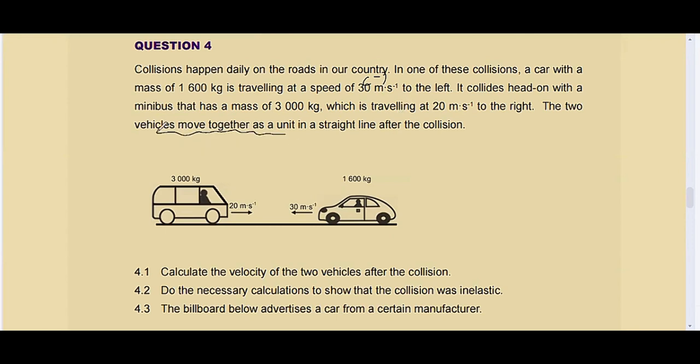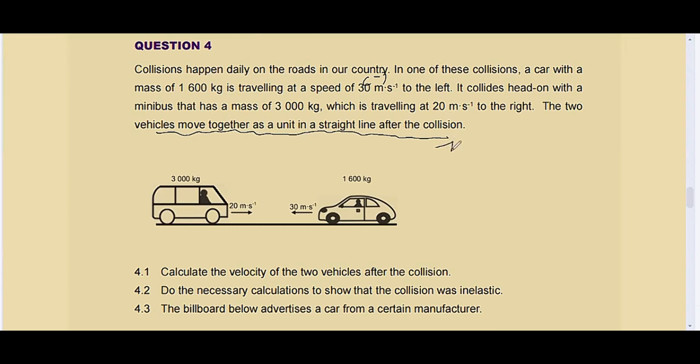Note that the two vehicles move together as a unit in a straight line after the collision. Right, then 4.1 says calculate the velocity of the two vehicles after the collision. So we can get that this is case number 2 from our collisions, whereby now we understand that the two vehicles were moving separately, but then after the collision, they move together as a unit. That means they share the final velocity.